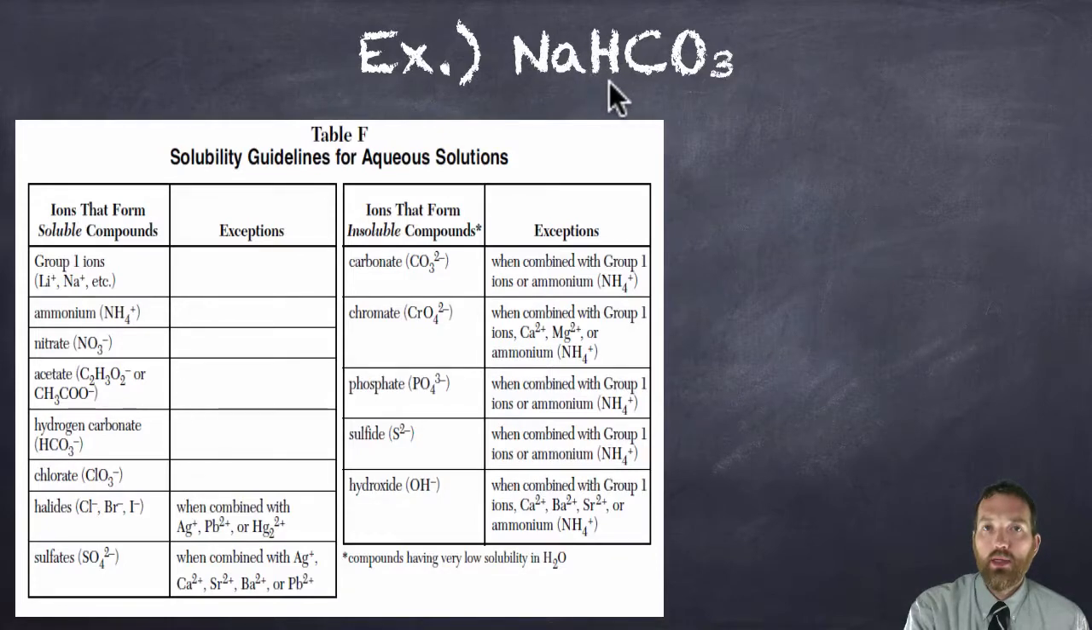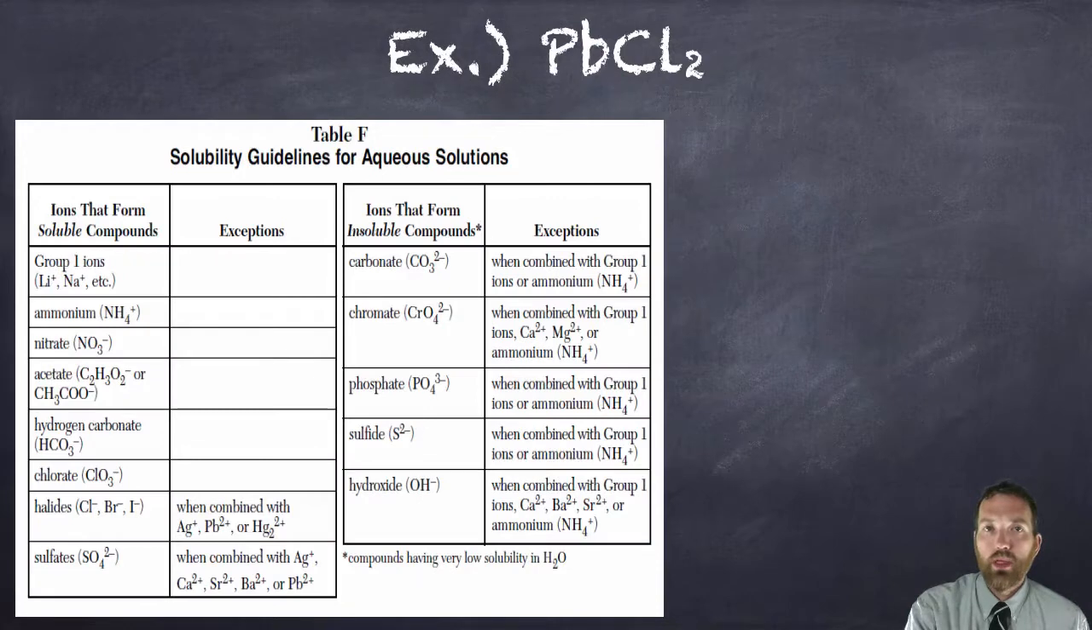Next, we have NaHCO3. So our anion here is HCO3, or hydrogen carbonate. Hydrogen carbonate is right here. So we put our finger on the chart here. We check to see if sodium is an exception. There are no exceptions to hydrogen carbonate, so we move our finger back, which means we are a soluble compound. Remember, soluble means this would be aqueous in solution. This would dissolve in solution.